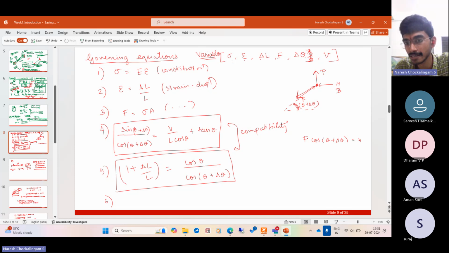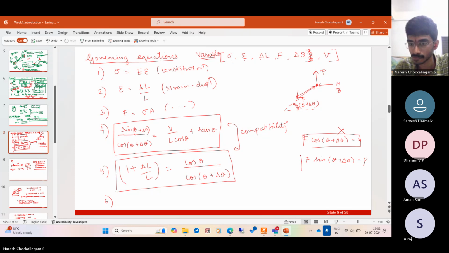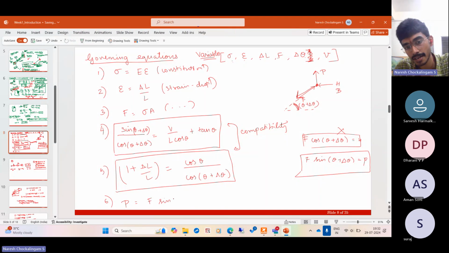We are not interested in this, right? We only want P versus V. And F sine theta plus delta theta is P. So if either V or P is the thing, you have one more equation relating these two. So P is equal to F sine theta plus delta theta.